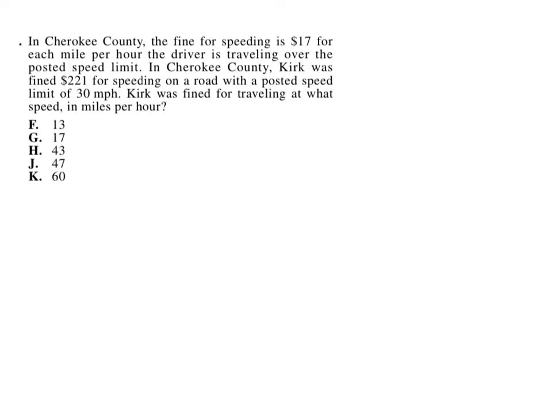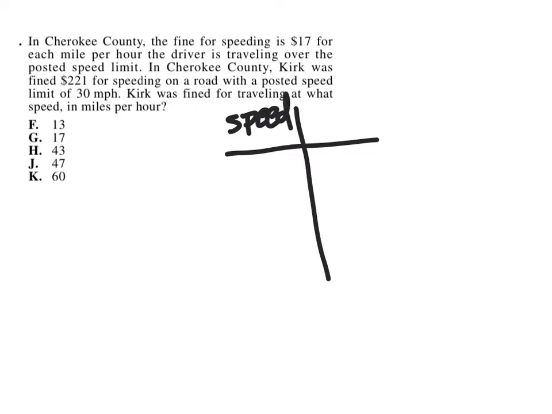Okay, so we're going to try to create some kind of equation that helps us find how much Kirk was speeding by. Now let's set up a table of values to get a picture of what's going on here. I'm going to let X represent how much I was speeding by, so that's my speed over the speed limit. And then I'm going to let my Y's be how much I had to pay in ticket cost, so the cost of my ticket.